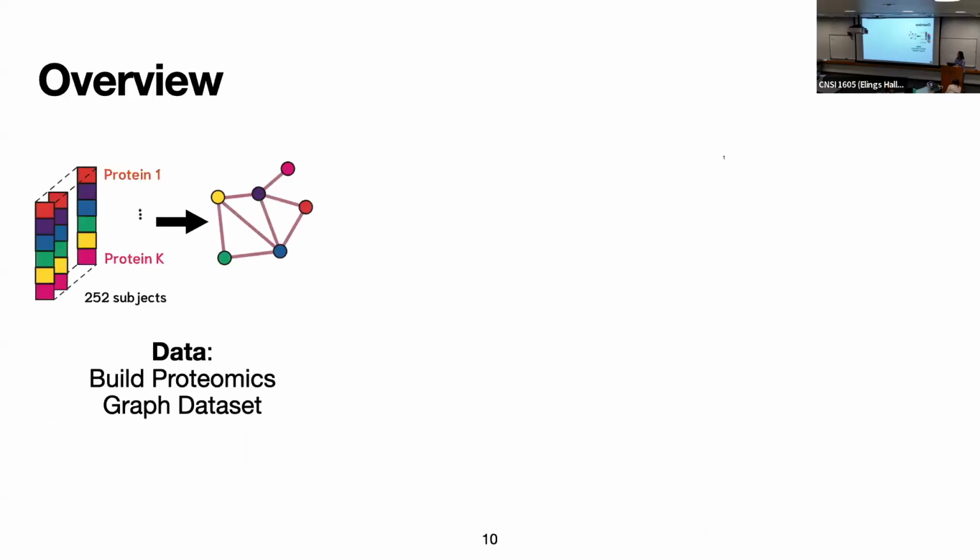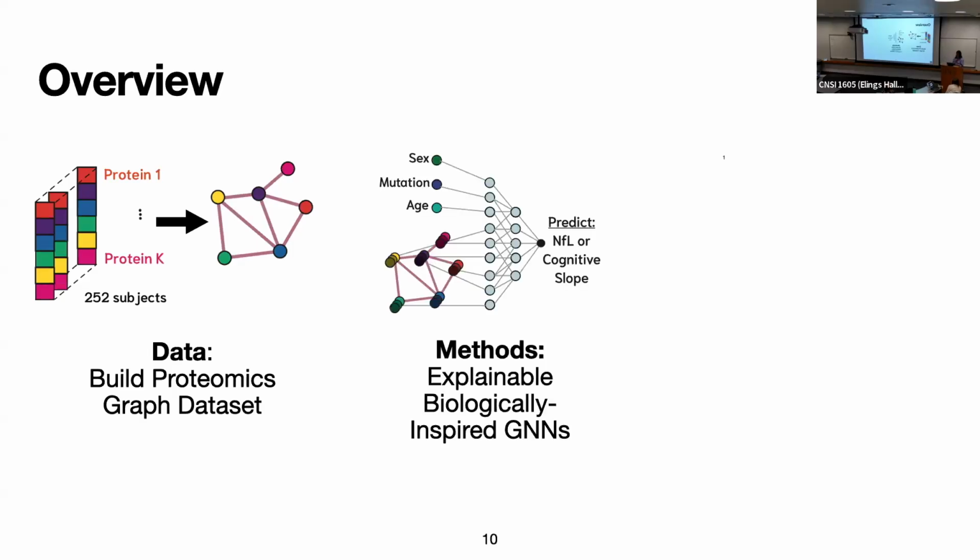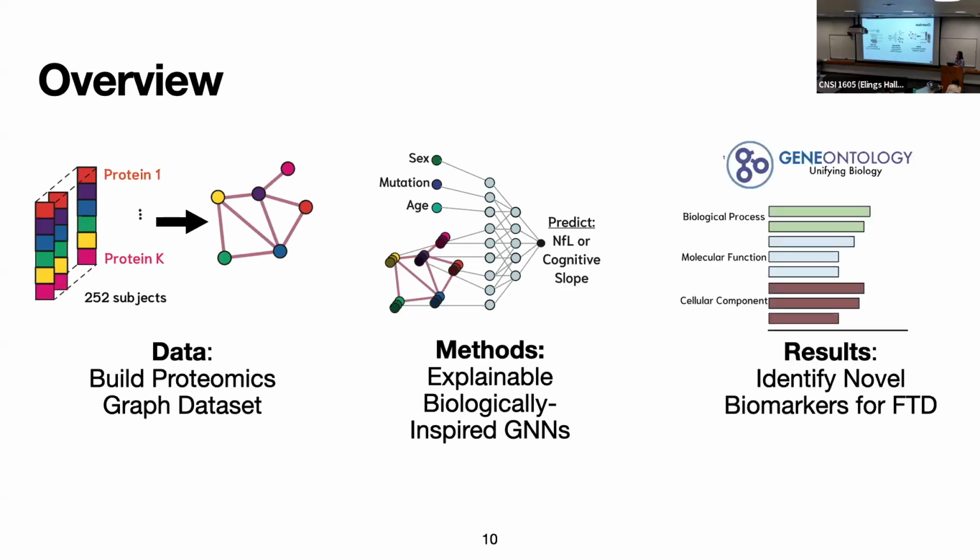So, overview. First, we need to format our graphs. How do we want to structure this data to capture the information we need? That's important. Then, how do we use these graphs and apply an explainable, biologically inspired graph neural network to predict these hallmarks of disease progression? So that's either going to be NFL or cognitive slope, which I'll talk a little bit about. And then once we have our network that's performing well, how do we understand what it used as important in this prediction to understand new biomarkers or pathways that are contributing to this disease?